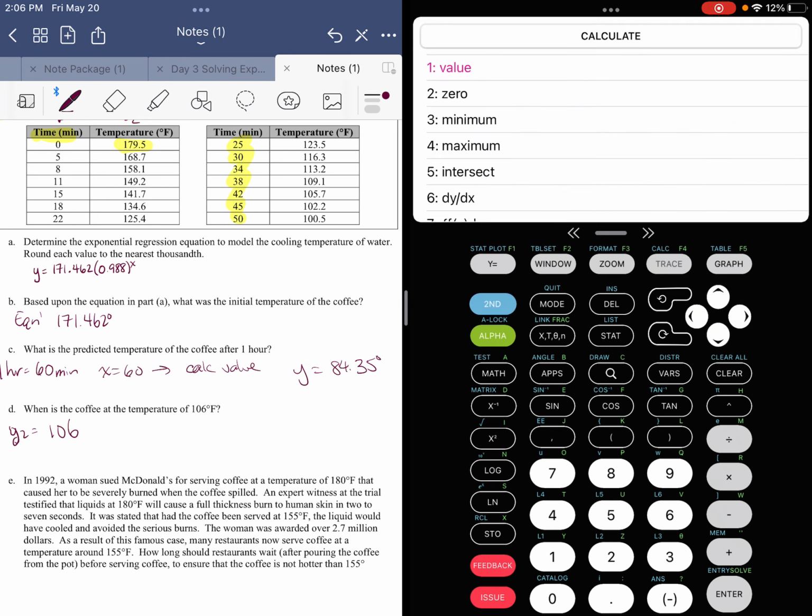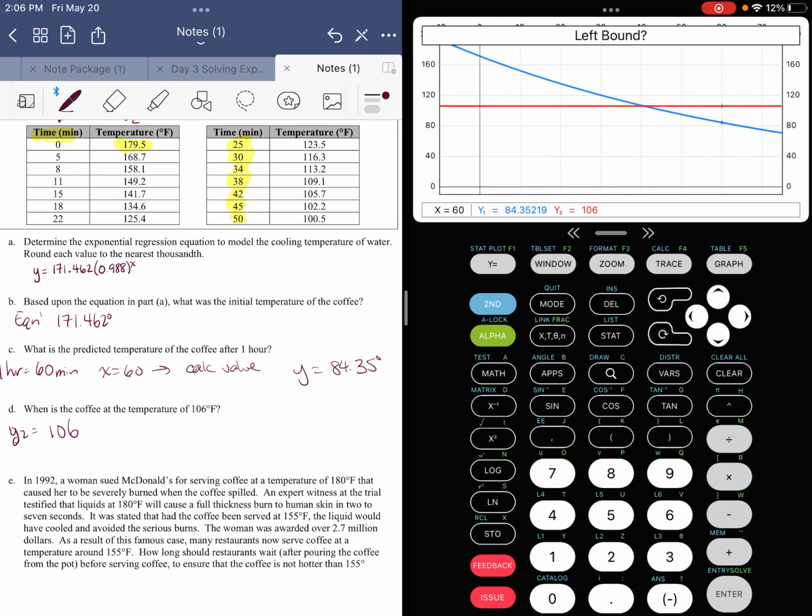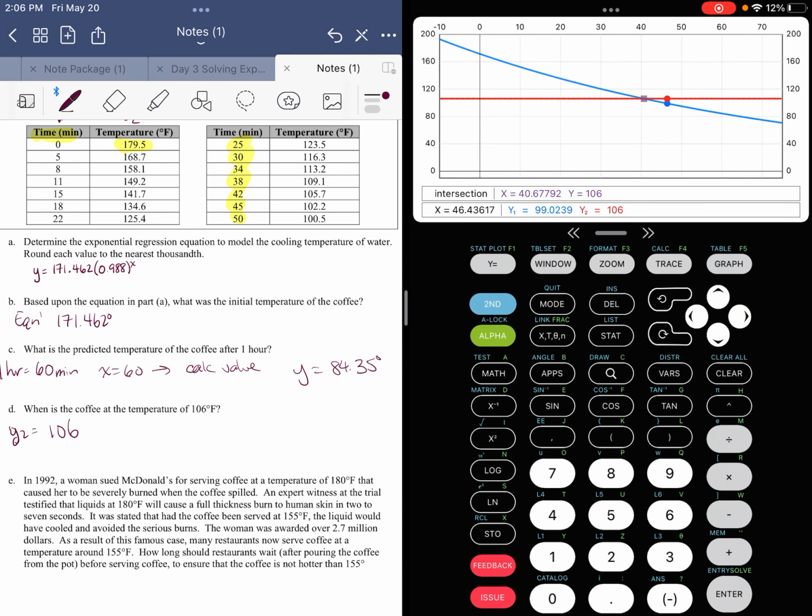So second trace gets us to the calc. And we're going to intersect, hit enter, left boundary. We just want to get close here. So to the left of the intersection, yours it'll say first line, second line. So right boundary, on my app, it's going to say find the intersection.